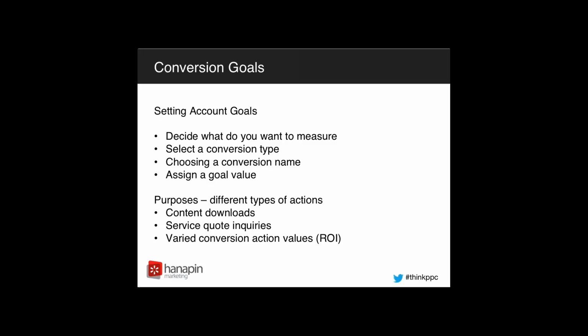When you're setting a goal value, this will allow you to measure return on investment more accurately. So you'll be able to have varied conversion actions, and not all conversions will be the same. Once you assign the goal values that differ, that will be key in your measurement for return on investment.